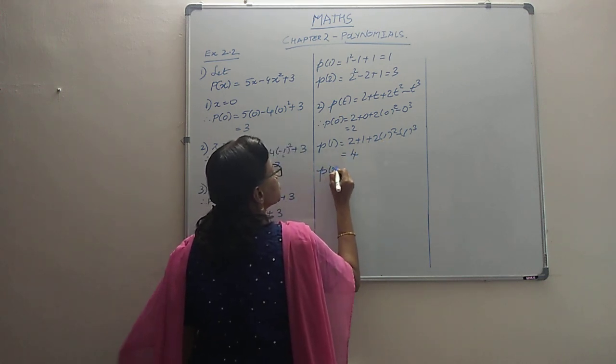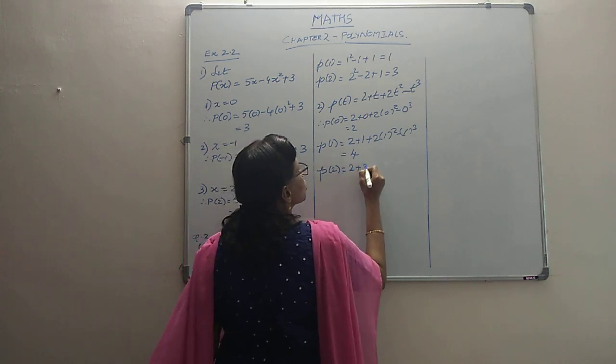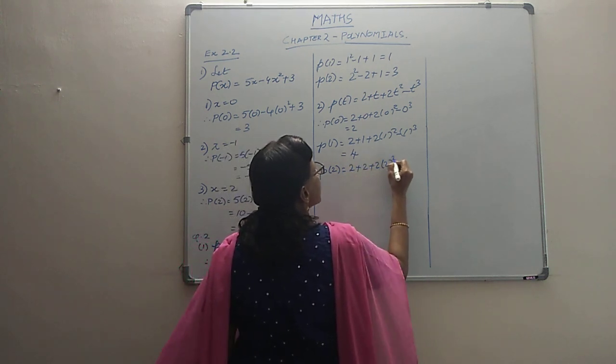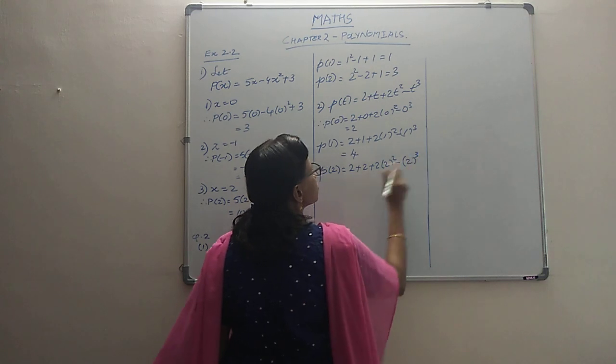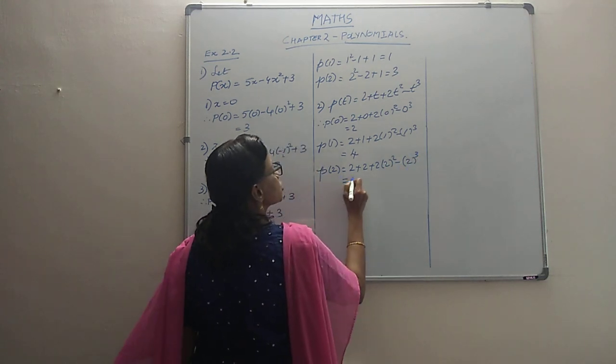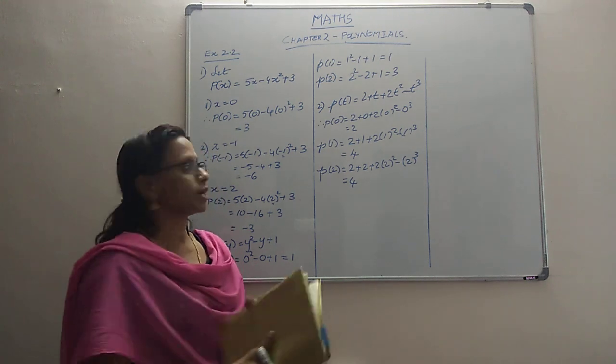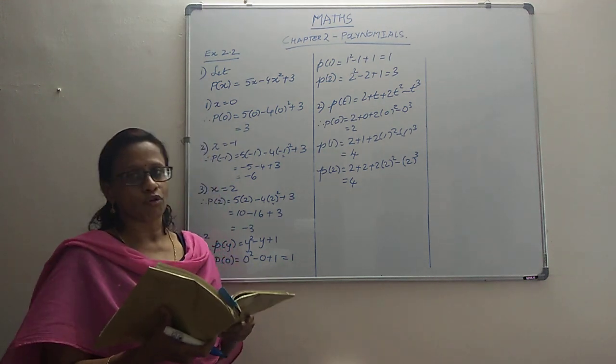Then we have P of 2. Wherever t comes, put 2. So 2 plus 2 into 2 squared minus 2 cube. So this probably will get cancelled. 2 plus 2, you get the answer as 4. So you are getting respective answers as 2, 4 and 4.